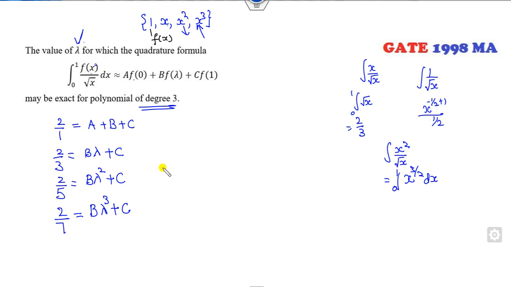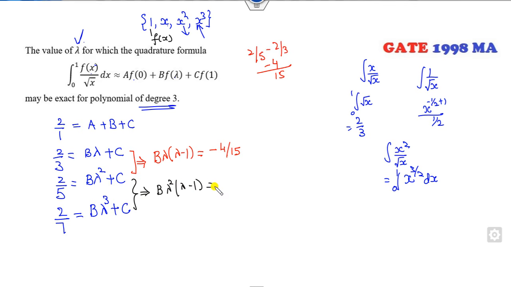Then your target is to find the lambda. I can find the value of this. I can subtract them. You can see b of lambda will be common. It will be 2 over 5 minus 2 over 3, so it will be minus 4 over 15. Then I can subtract this part. So b of lambda square is common, again lambda minus 1. So 2 over 7 minus 2 over 5. 35 will be the LCM, minus 4.